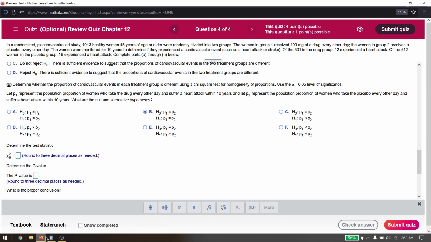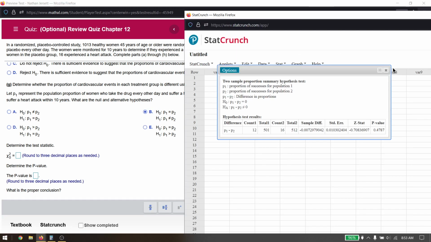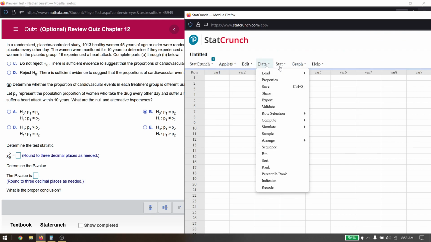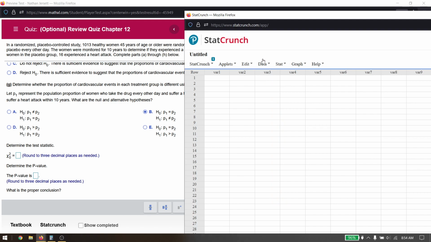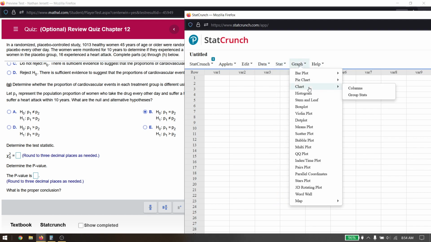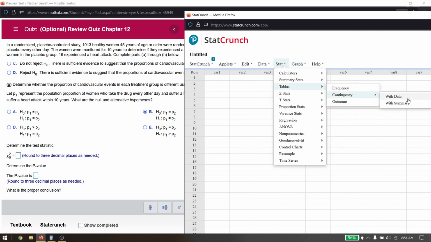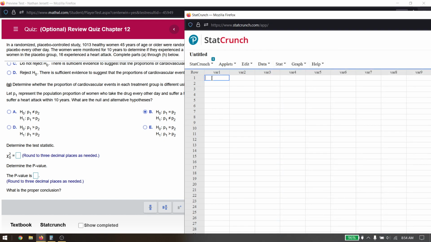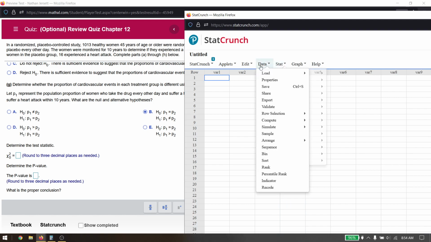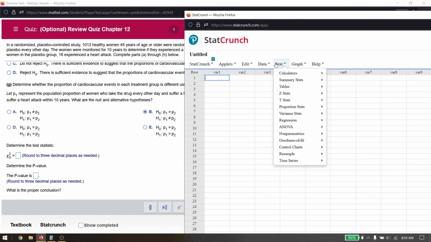Okay, so now we can use goodness of fit. Okay, let's see. I think I don't actually want to use that. I think what I want to do is use a contingency table. Let me figure out what I'm doing here.